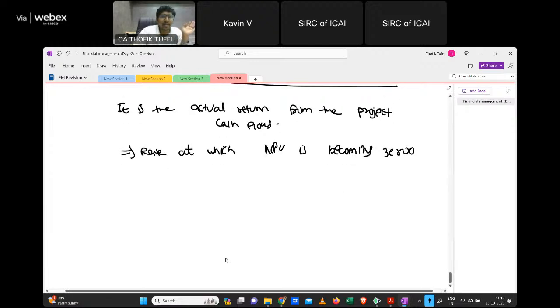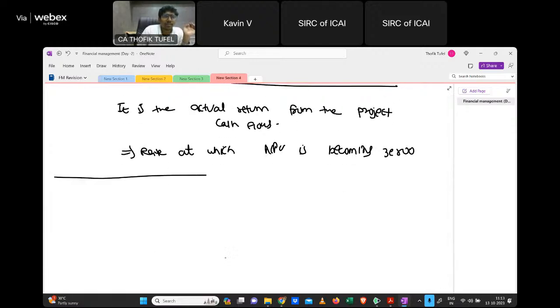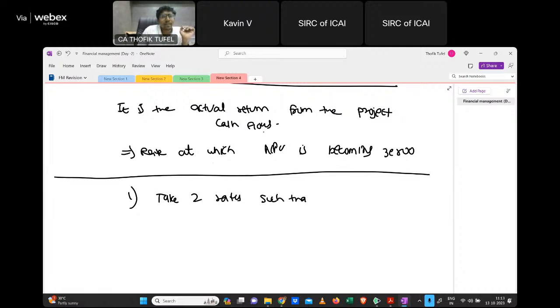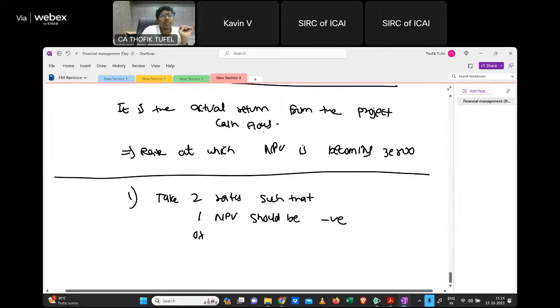I'll directly tell you the method. The first method of calculating IRR is to take two rates such that one NPV is negative and the other NPV is positive.